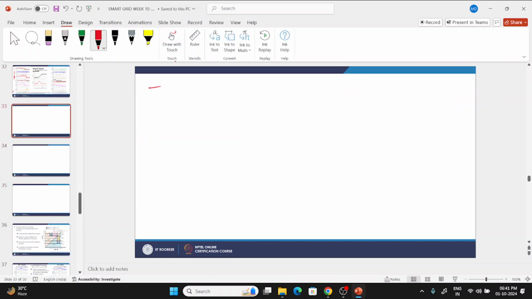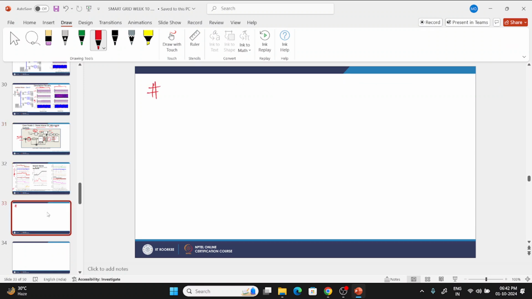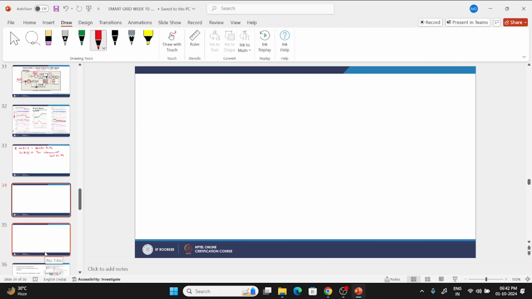Now, this is all about what I talked about, the standalone and DC microgrid. Actually, there are two types. We have done two case studies. Case study one is the standalone DC microgrid. Another case study is two interconnected local DC microgrids. So I will draw the first one, the standalone.